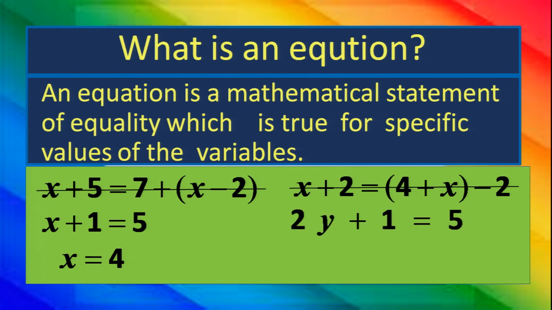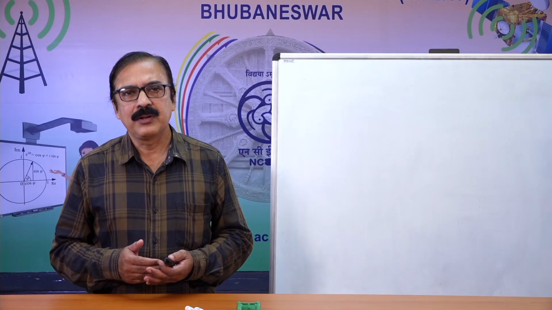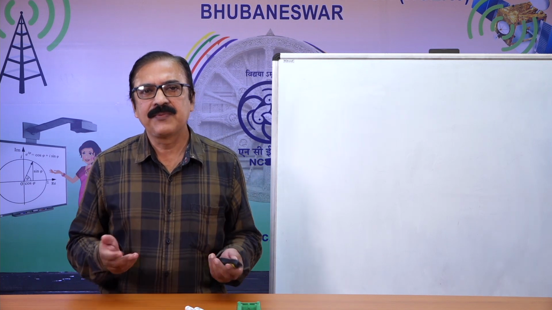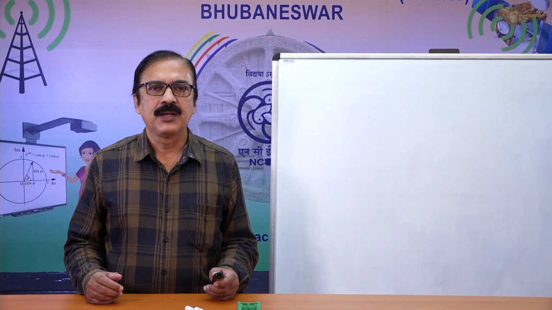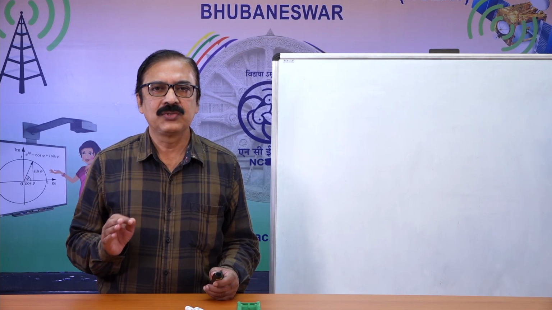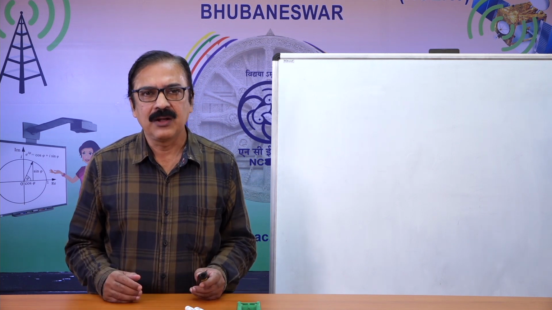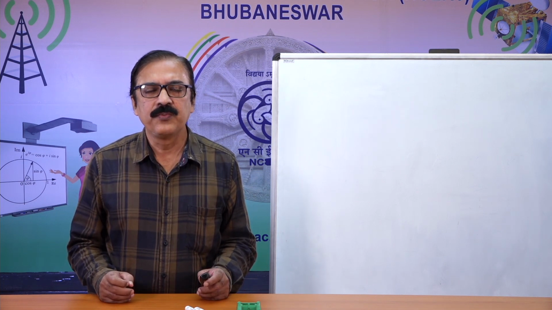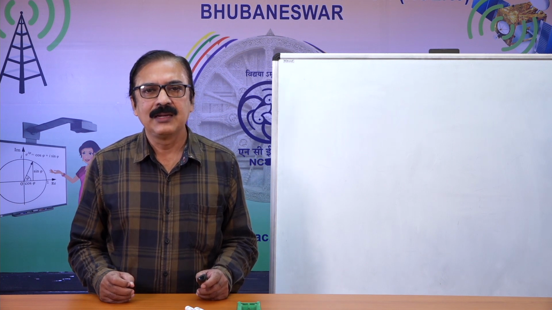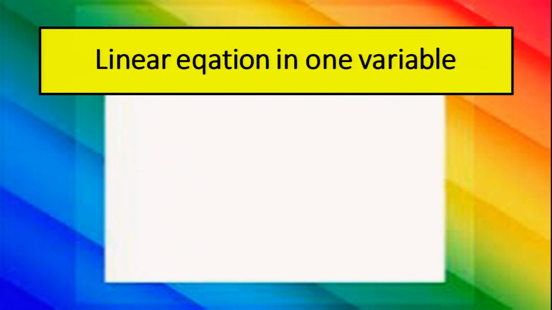Let's consider another situation. This is 2y plus 1 is equal to 5. That means twice which number, added with 1, gives 5. Definitely it is 2. So 2 into 2 gives 4, plus 1 gives 5. That means for the value of y as 2, this statement is satisfied. So we can say y is equal to 2 is the solution of 2y plus 1 is equal to 5.